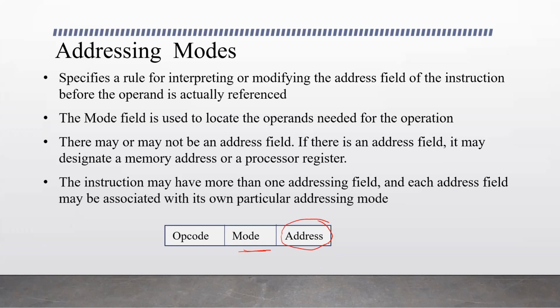It is assumed in that case that when there is one address field, the other operand is in the accumulator. For computational instructions, we need two operands, so the second operand is in the accumulator. And we also have sometimes two address fields or three address fields. In these cases, the address may be the address of a register or the address of the memory location where the operand is stored.